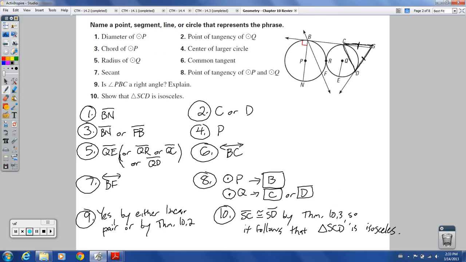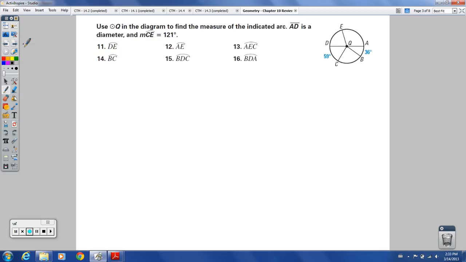Okay, so let's move on to the next group here. Use circle Q in the diagram to find the measure of the indicated arc. It says AD is a diameter, and the measure of arc CE, so from C to E, I'll label that like this, from here to here, is 121 degrees.